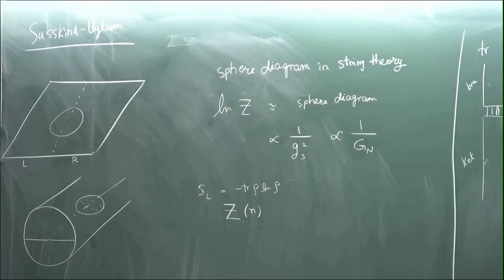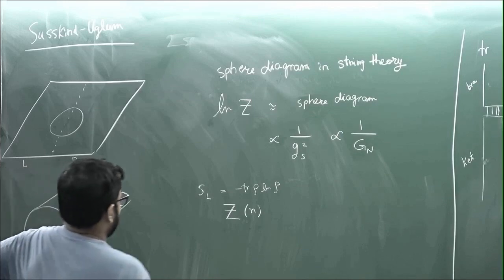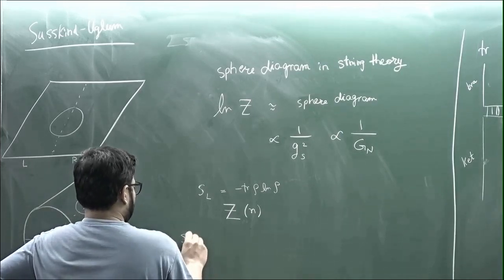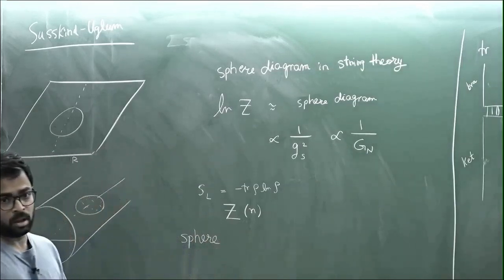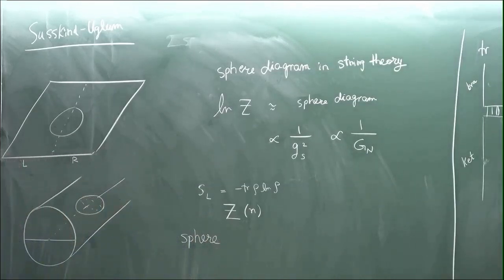I'm going to say why that's easier in some sense, conceptually. It's technically challenging, but it's conceptually easier because we know that the sphere diagram in string theory, right? On the sphere, there is this SL2C group, which is left, because we are not inserting any vertex operators here, right?